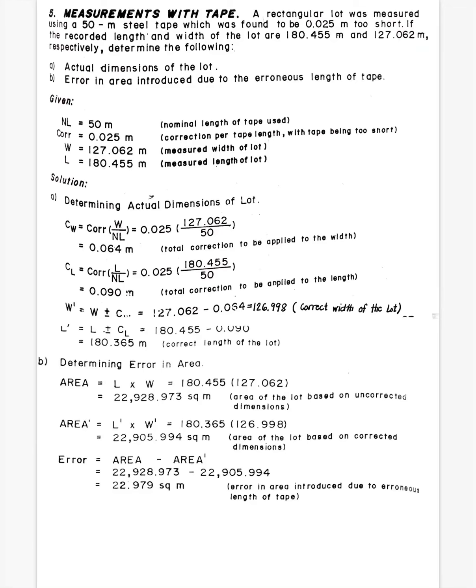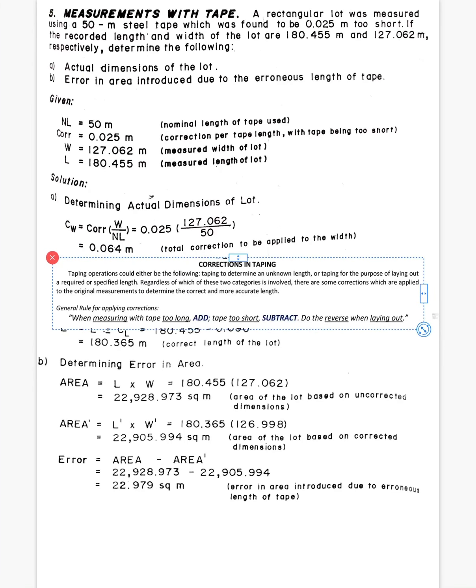Okay, class, good morning. Let's have an example of measurement with a tape. So in your notes, you have there example 1. A rectangular lot was measured using a 50 meter steel tape which was found to be 0.025 meter too short. So for too short, that is this one.